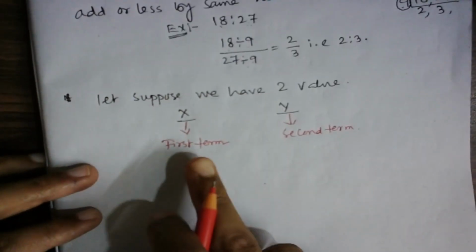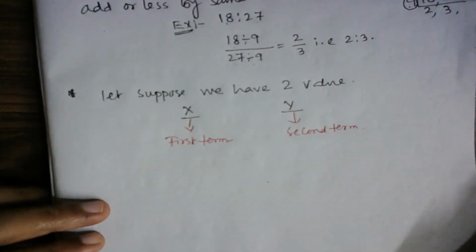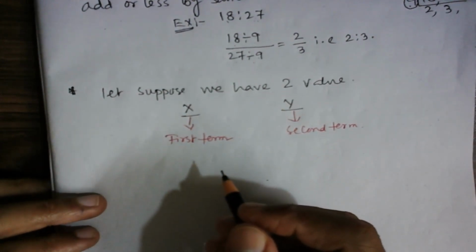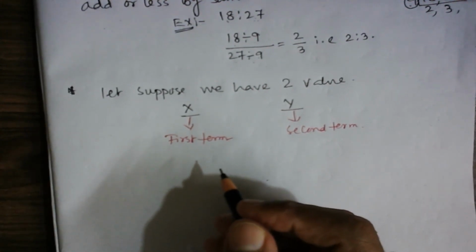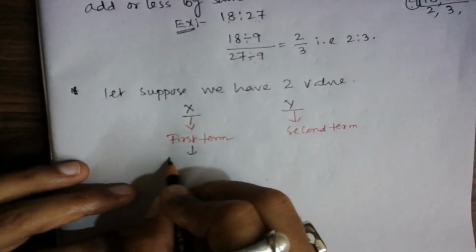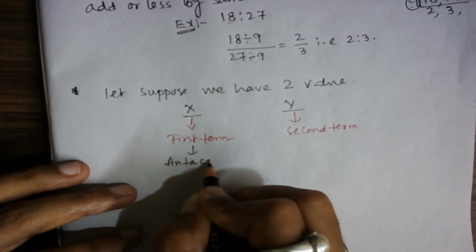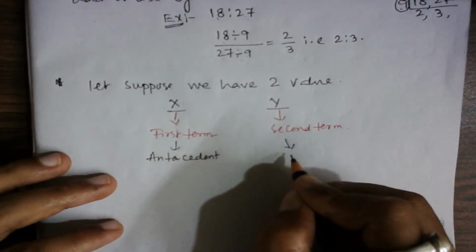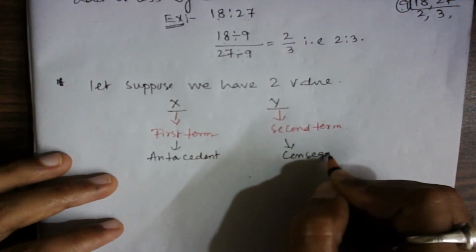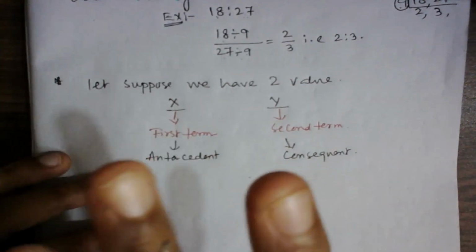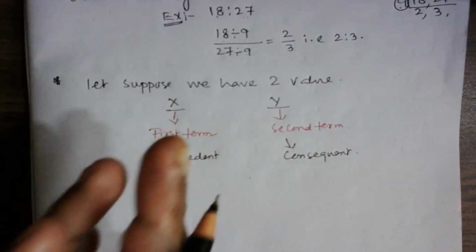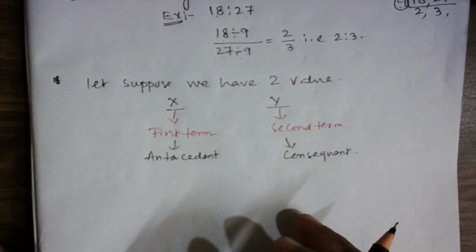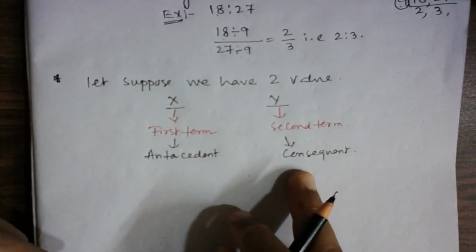Correct? So the first term is actually known as the antecedent. First one is known as the antecedent, so you can write here antecedent, and the second is known as the consequent. So in a ratio, the first term is always known as antecedent and the second one is known as a consequent.